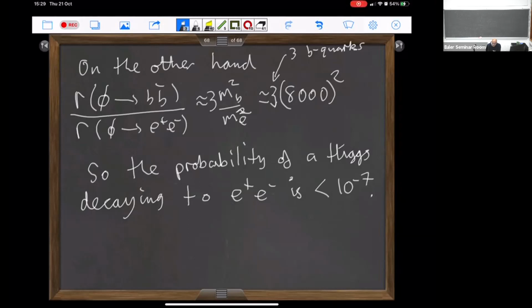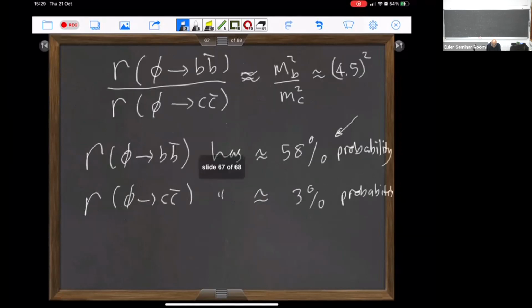Modulo helicity states, that ratio is like 3 times 8,000 squared, because the B quark is like 8,000 times heavier than an electron. Which means the probability of a Higgs decaying to e plus e minus is tiny. It's much less than 10 to the minus 7, probably 10 to the minus 8, 10 to the minus 9 or something. So this one has not been measured.